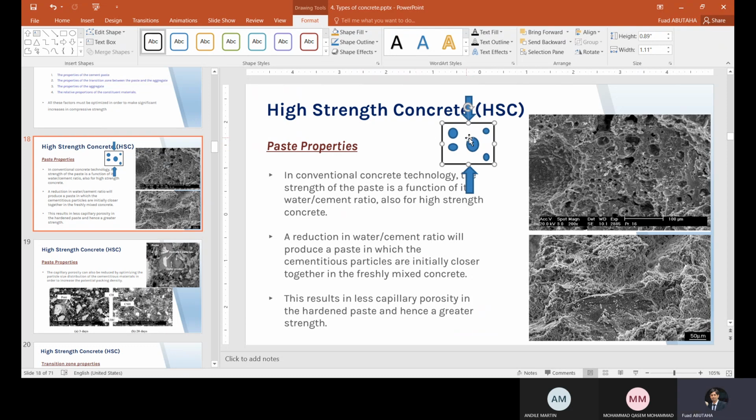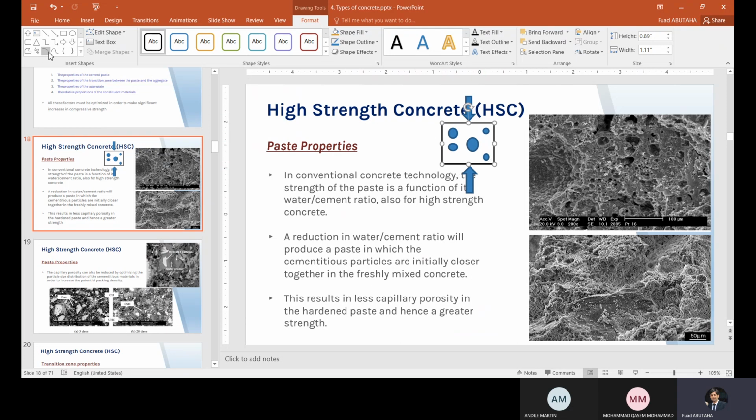How is the aggregate bonded with the cement paste? Is it a good bond between the cement paste and the aggregate, or is it a weak bond? So these are also properties that you need to examine, very important for the general compressive strength of concrete.